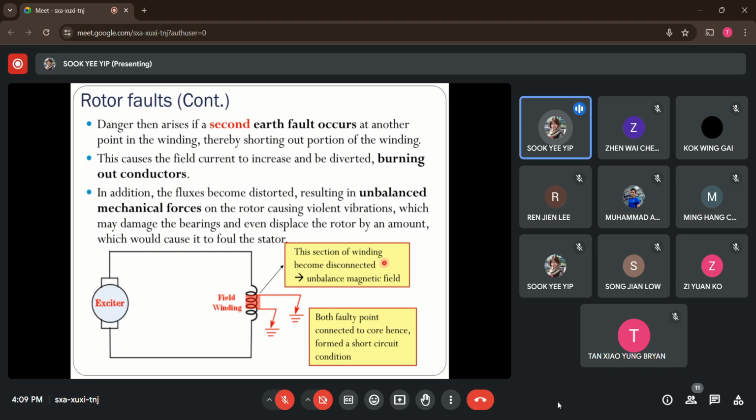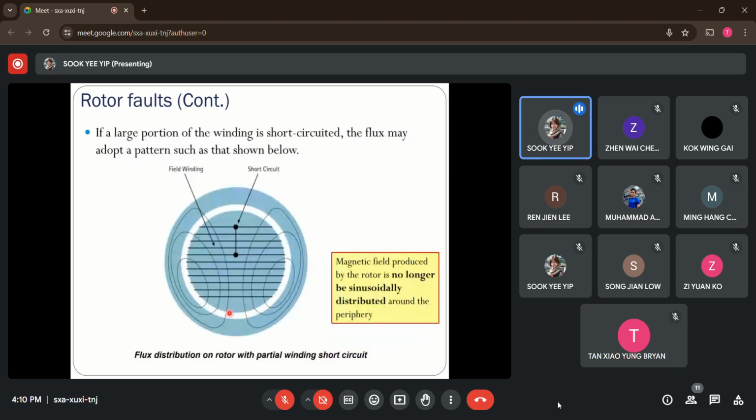These unbalanced magnetic fields will result in unbalanced mechanical force generated on the rotor. So it will have violent vibrations, and this violent vibration can cause damage to the mechanical components, including the bearings, and even displace the rotor by an amount which fouls the stator. So these are the consequences if we have a second or more earth fault situation on the field winding.